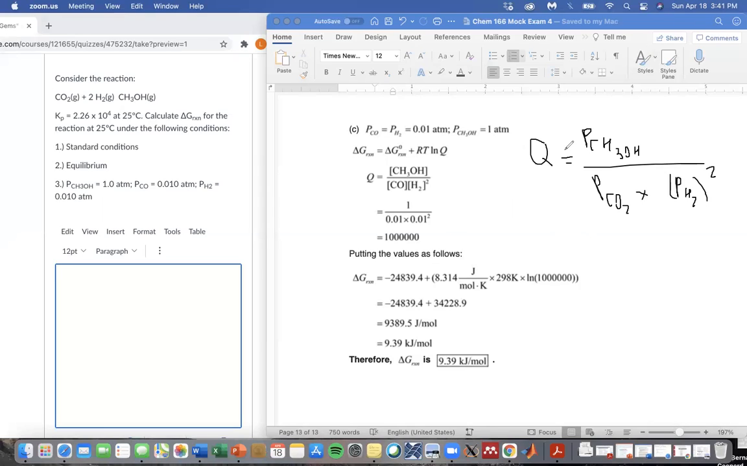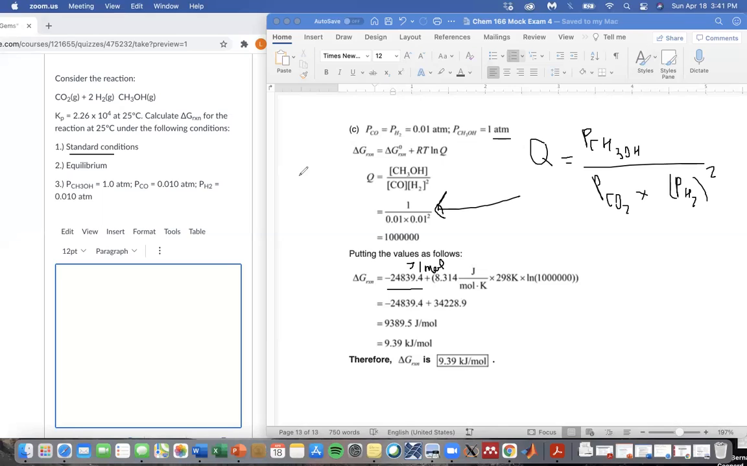So in order to calculate your Q expression, you would do what I did right here. You would do 1, which is the pressure of your CH3OH, divided by 0.01 times 0.01 squared, which are the pressures of your CO and your H2. When you do 1 divided by 0.01 times 0.01 squared, you end up getting 1 million as your Q value here. And again, where everything comes from, this negative 24,000 value in joules per mole is your delta G standard. That's what you calculated for number 1 here.